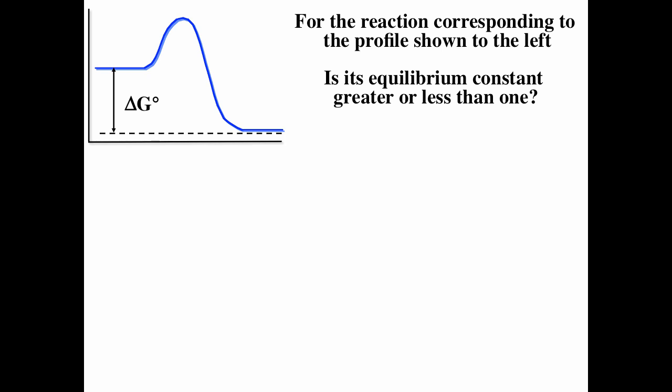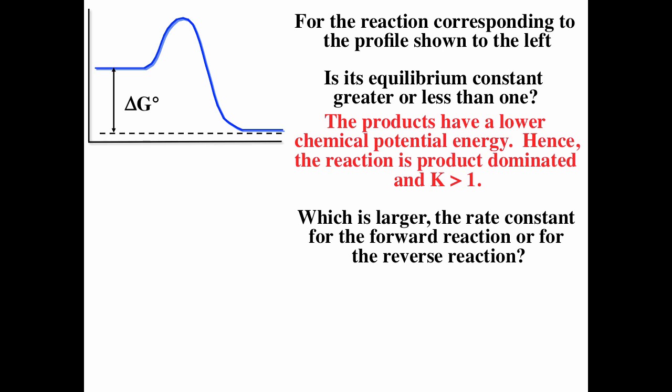And so a question we could ask is, for the reaction corresponding to the profile shown on the left, is the equilibrium constant greater or less than 1? Well, again, the products are more stable, and so we'll have more products at equilibrium. The equilibrium constant is products over reactants, and so K should be greater than 1. Which is larger: the rate constant of the forward reaction or of the reverse reaction?